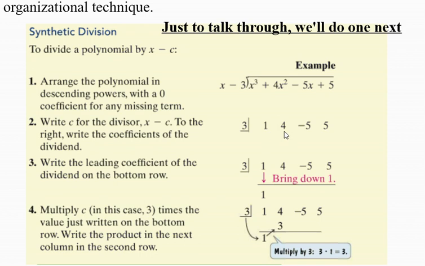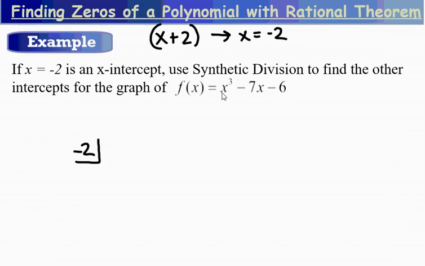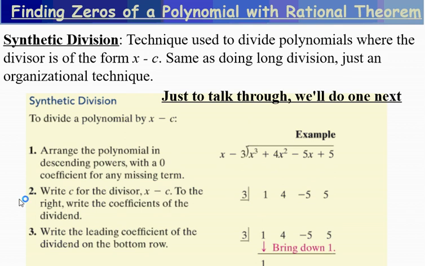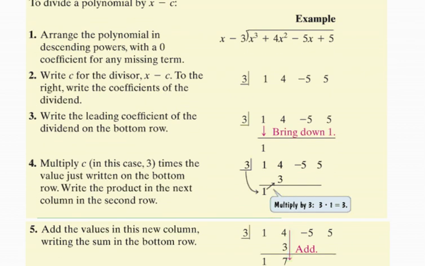The thing that you need to write across the top in your first row are the coefficients from your actual polynomial. So here, our polynomial is actually 1x cubed plus 0x squared minus 7x minus 6. So across the top, we're going to write a 1, a 0, a negative 7, and a negative 6. And then we're going to just draw a line where we're going to write all of our results.